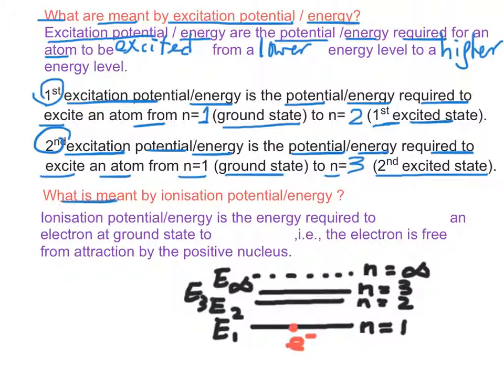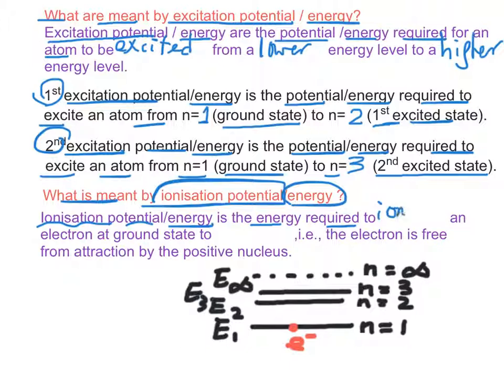Then what is meant by ionization potential or ionization energy? Ionization potential or energy is the energy or potential required to ionize an electron from the ground state to infinity. That is, the electron is free from attraction by the positive nucleus.